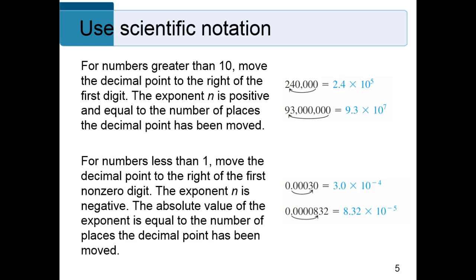All right. You tell me what that would be. 8.32 to the negative 5. Negative 5. Got it. Perfect. Make sense? All right. Good deal.